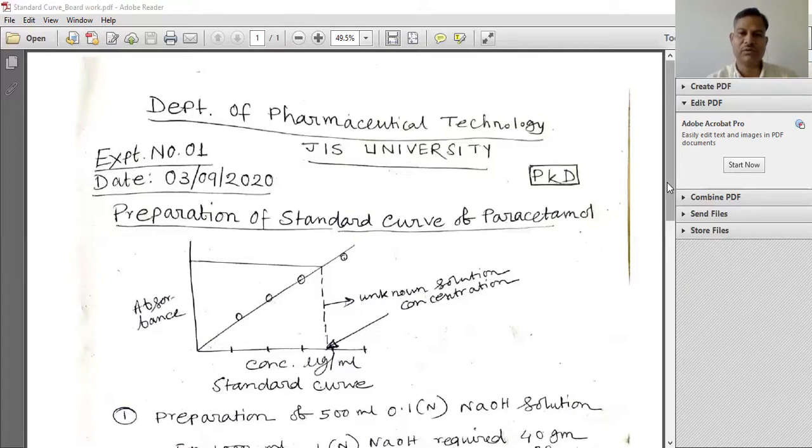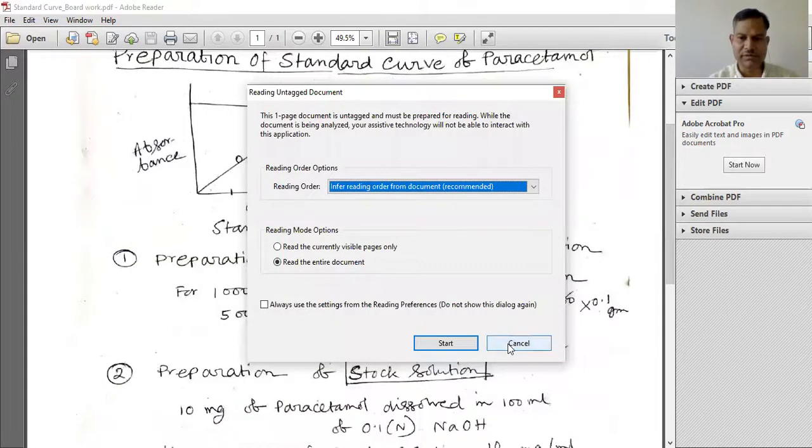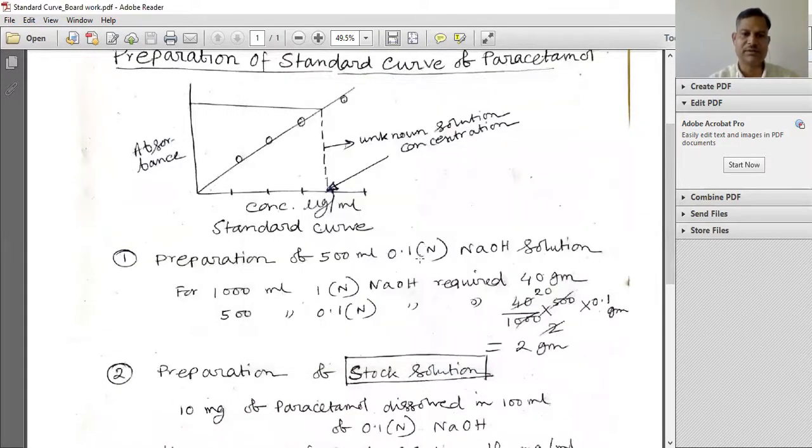Now, what are the chemicals required for doing this standard curve? We require sodium hydroxide solution. This will be the media in which the paracetamol will be dissolved. First of all, we want to prepare 500 ml of 0.1 N sodium hydroxide. This will be the solvent in which the standard curve of paracetamol will be prepared.